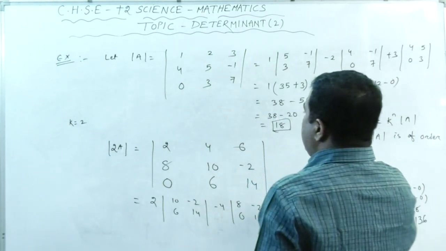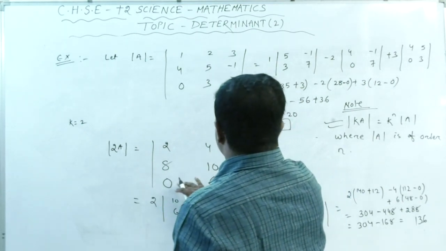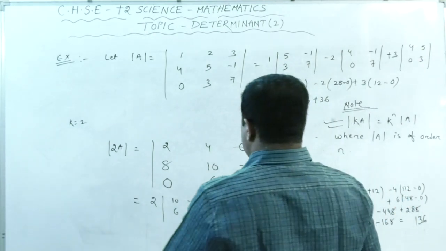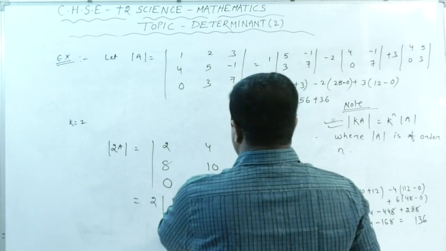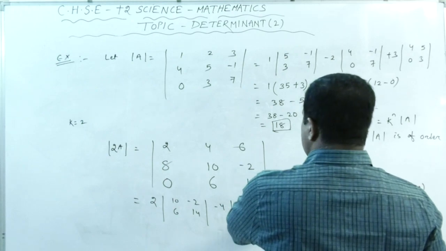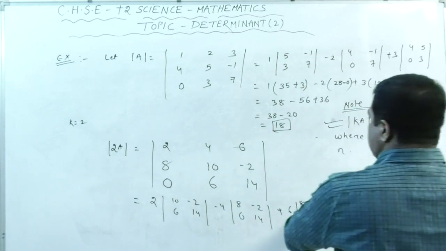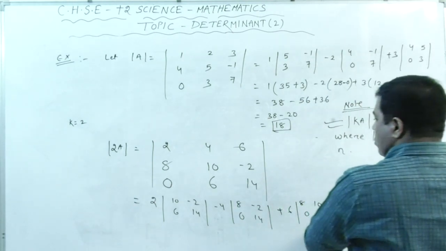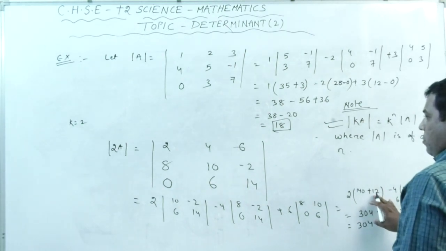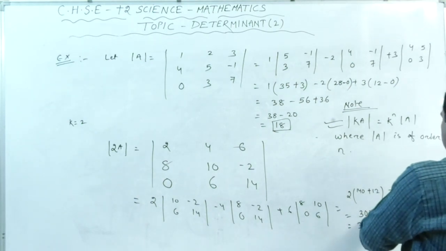Now if we multiply it, we get 2, 4, 6, 8, 10 minus 2, and 0, 6, and 14. Okay, now we are evaluating it. It is 2 times of 10 minus 2 and 6, 14, minus 4 times of 8 minus 2, 0, 14. Okay, and it is 6 times of 8, 10, 0, 6. So it is 2 times of 140 plus 12, so 152. Okay, so it is 152, so it is 304.